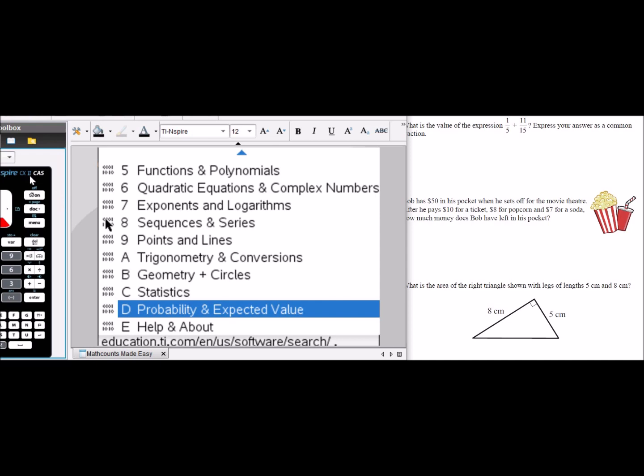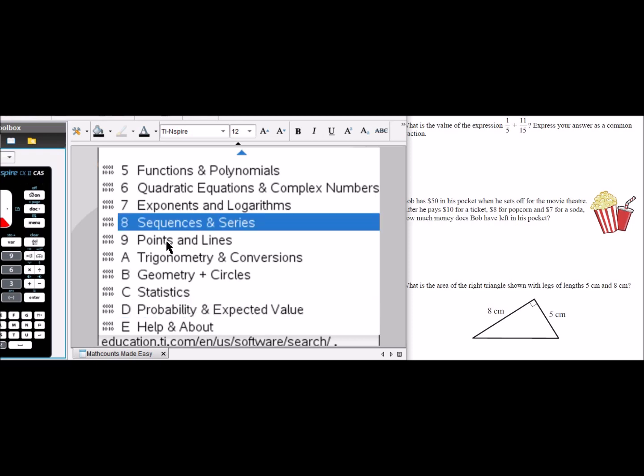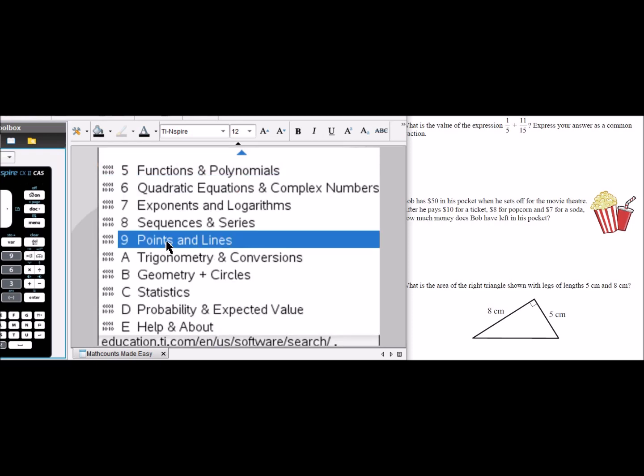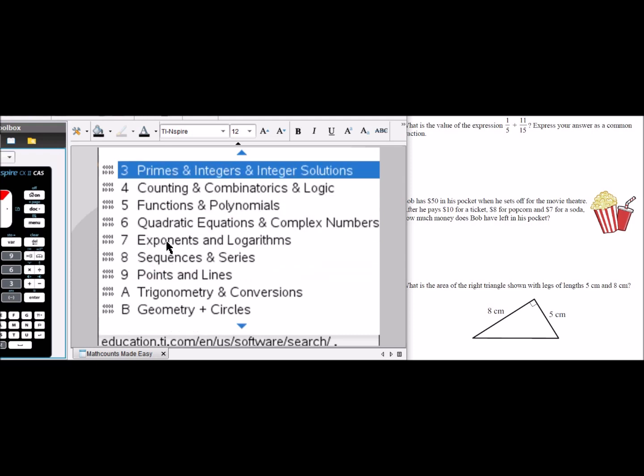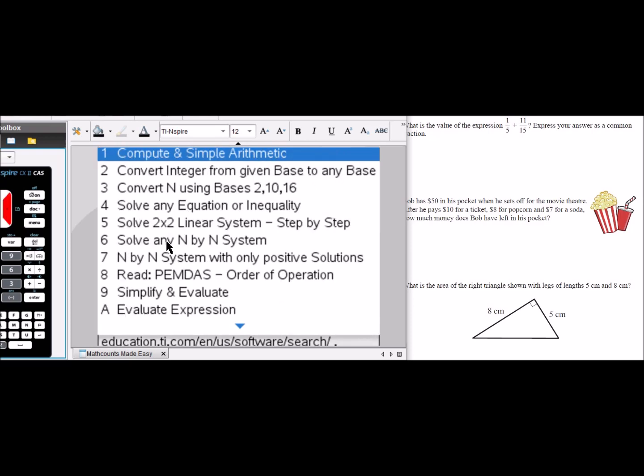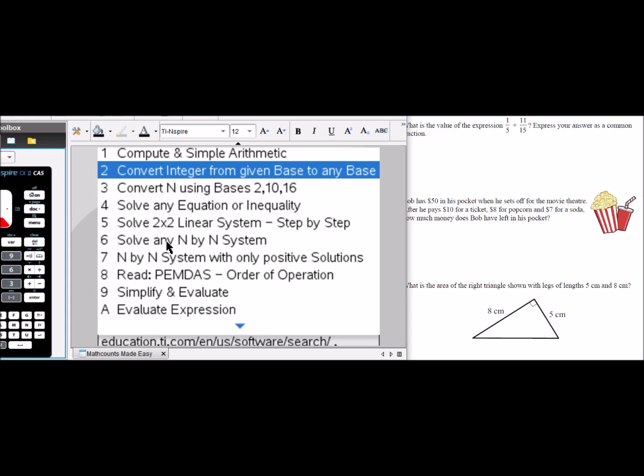I would like to first point out that you do need a CAS calculator. So the TI-Nspire Apps alone is not enough. You need a CAS TI-Nspire. Let me show you some examples first, and then afterwards I'll show you how to solve specific Mathcounts problems using this app.